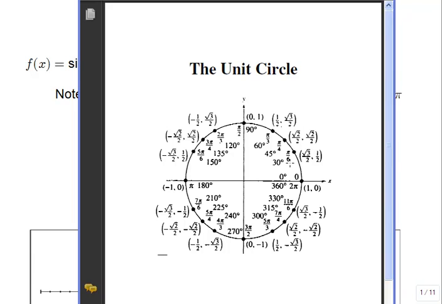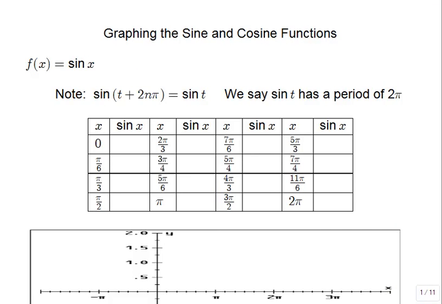Remember that for pi over 6 angles, the y coordinate is 1/2, either plus or minus. For pi over 4 angles, the y value is root 2 over 2, and for pi over 3 angles, the y coordinate is square root of 3 over 2. So using those values, let's fill out our chart.